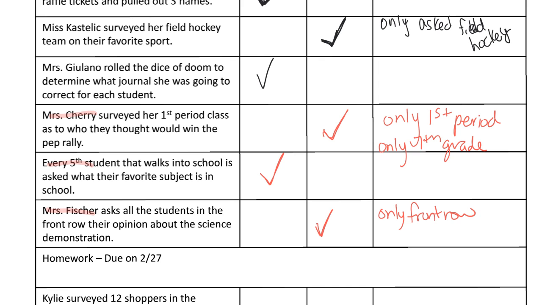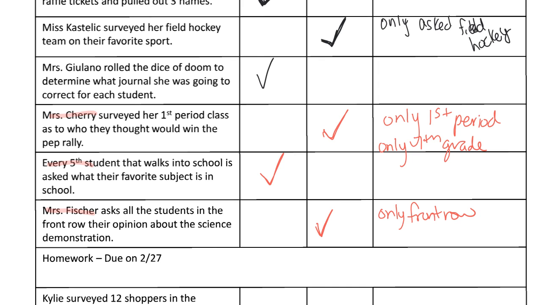Okay, so we've unpaused now, right? So the Miss Cherry one, the first thing is that she only surveyed her first period class. She didn't ask all the other periods. The other thing is that Miss Cherry only teaches 7th grade. So she's only getting one grade's opinion about the pep rally, whereas as you know, pep rallies cover all of the grades. So if you're in 7th grade, you'd obviously hope that the 7th grade class would win, right? So it's not a true random sample.